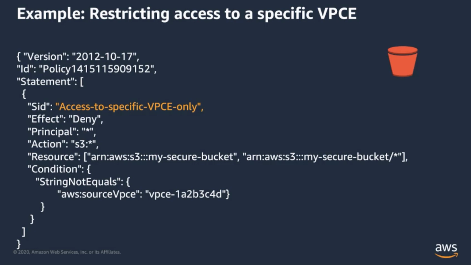So we're going to be denying any action where our condition is not true. And our condition is string not equal AWS source VPCE, VPCE 1A, 2B, 3C, 4D. So this means that no action will be allowed to this bucket if you're not coming from that VPCE, which also means, by the way, you would not be able to do any console requests to this unless you were actually coming from within your VPCE. So do be careful about that. You can lock yourself out.